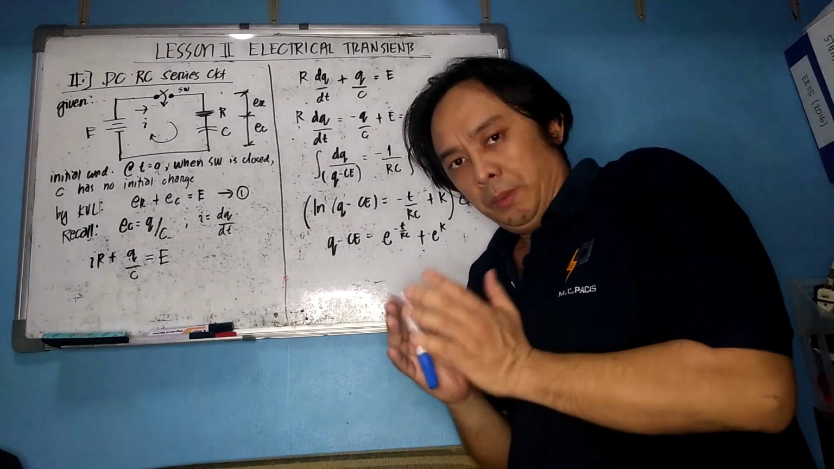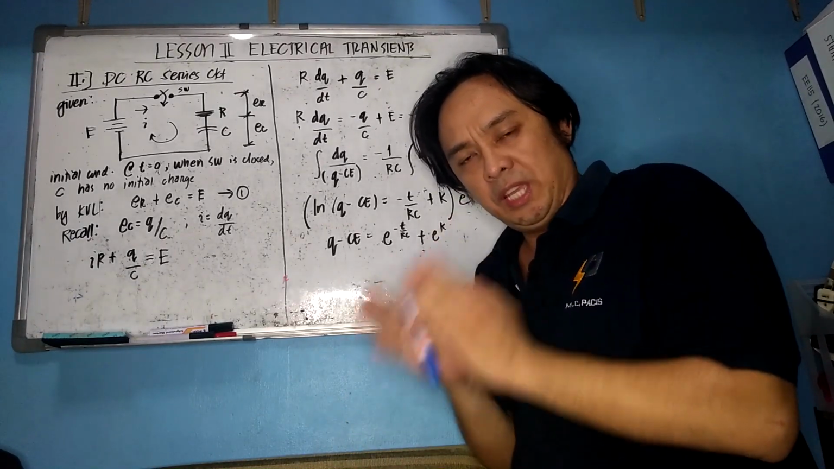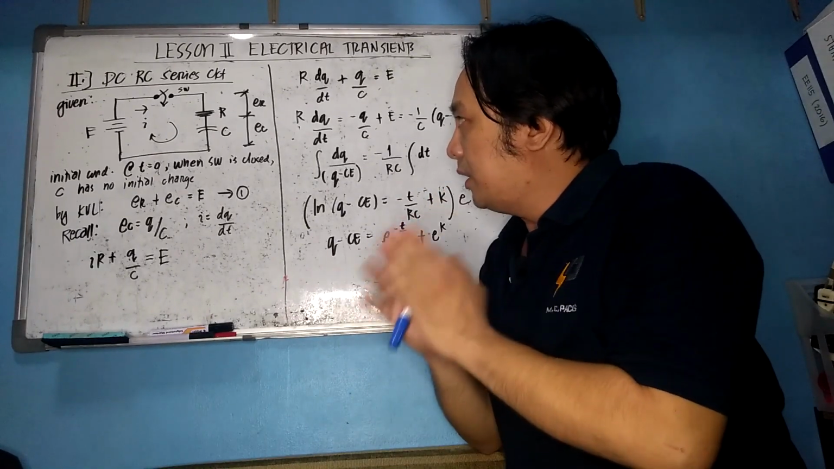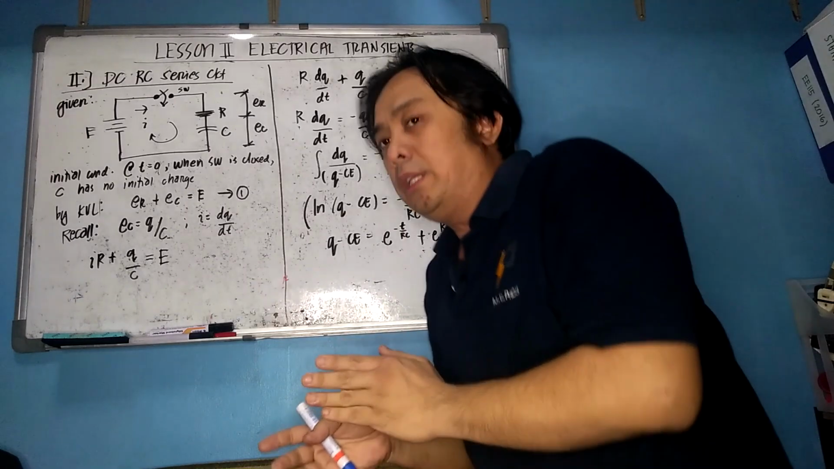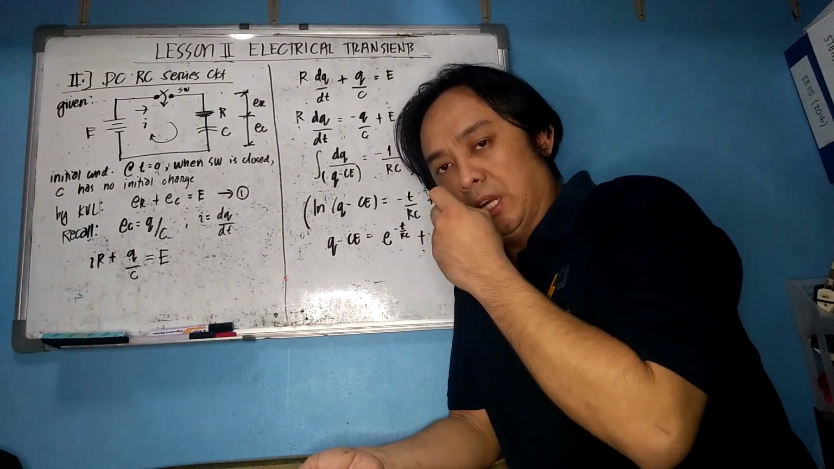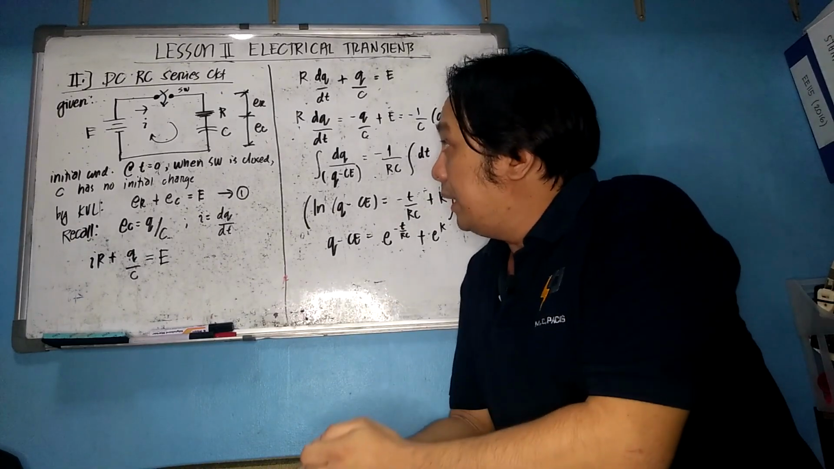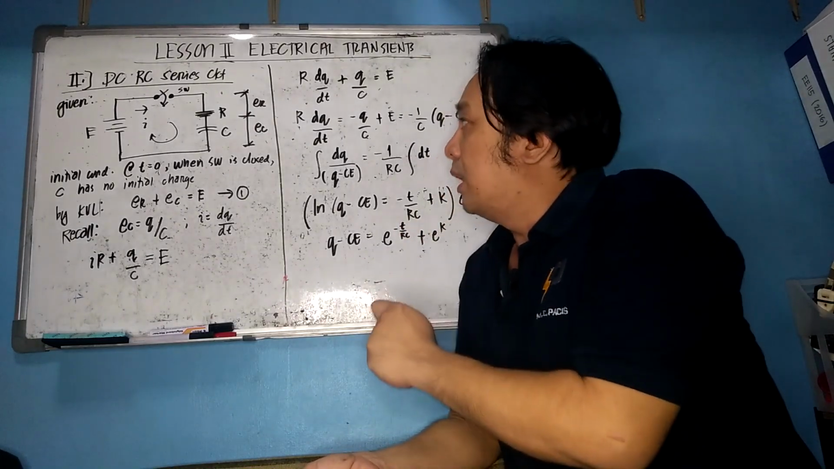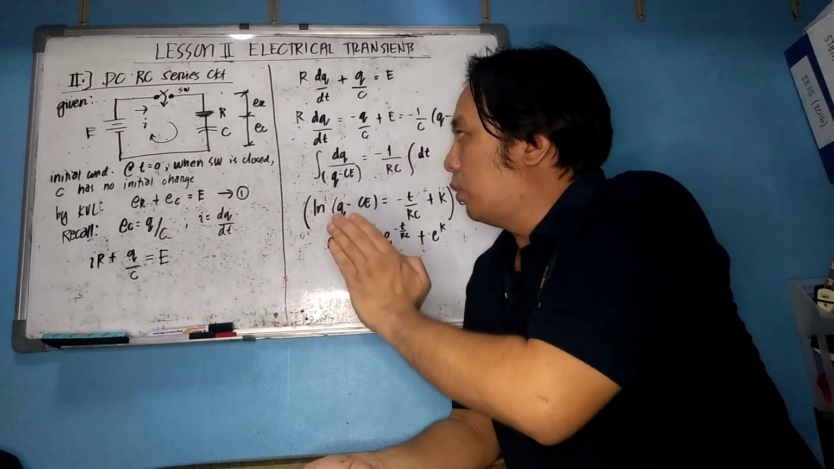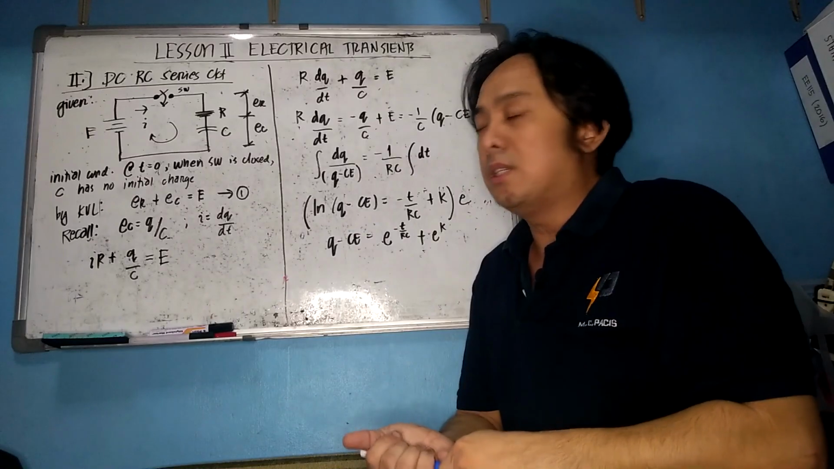Now, we will continue our discussion on our second part of the DC transient series circuit. The first DC transient series circuit that we discussed is the RL series circuit. Today we will focus on the DC RC series circuit. When I say RC, it is a resistor and a capacitor in series.